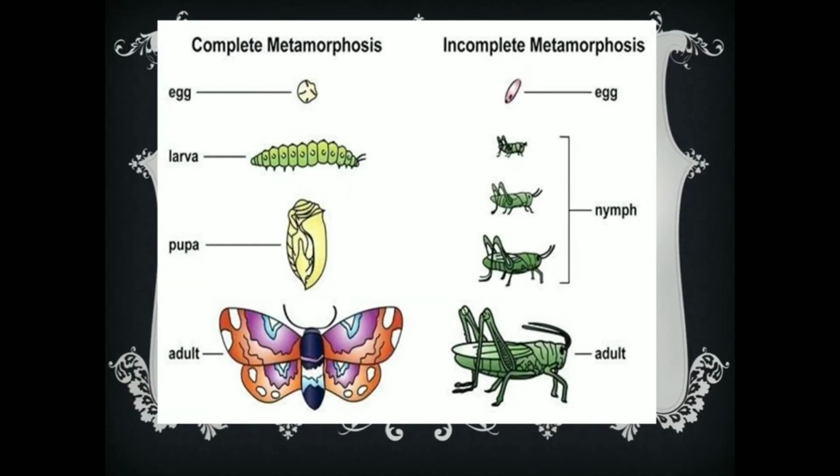So let's summarize today's lesson using this picture. Here clearly we can see the basic difference between complete and incomplete metamorphosis. The complete metamorphosis has 4 stages, but the incomplete metamorphosis has 3 stages. The larva stage of complete metamorphosis will never look like the adult, but when we see incomplete metamorphosis, the nymph stage looks like the adult. So this is all about today's lesson.